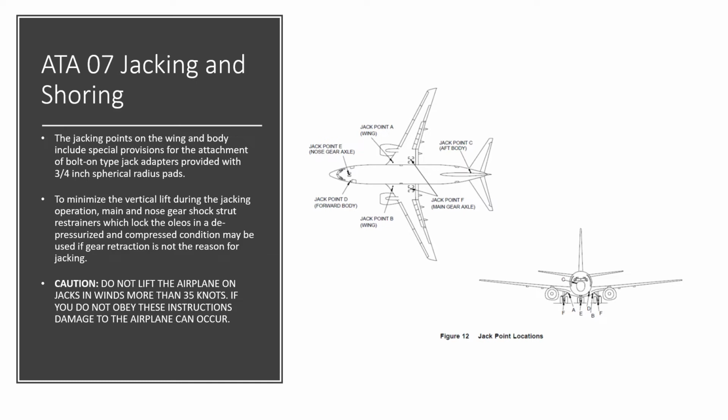To minimize the vertical lift during jacking operation, what you can do is gag the nose and main gear shock struts. So you put nose and main gear shock strut retainers, which lock the oleos in the depressurized or compressed condition, and then you can lift the aircraft, and that minimizes how much you have to lift it up to clear the ground. Obviously, you can only do that if you don't need to swing the gear.